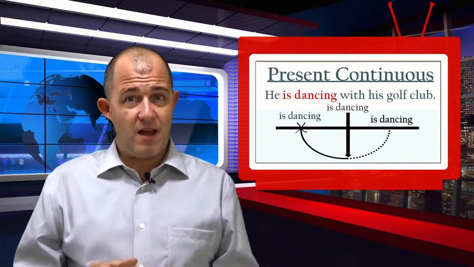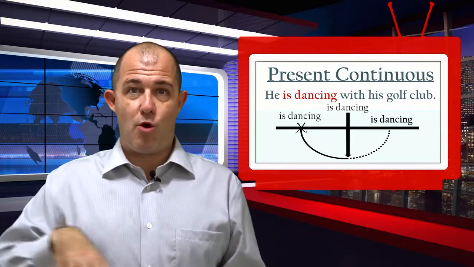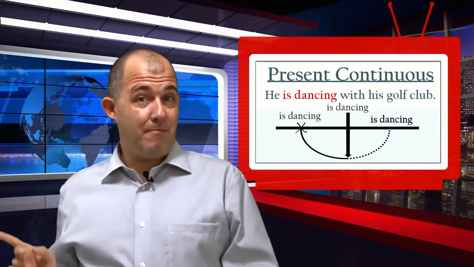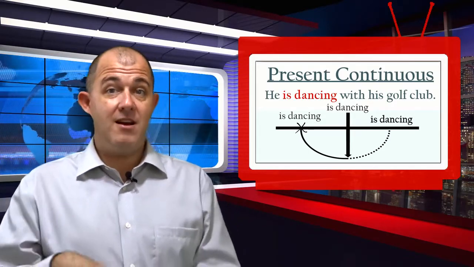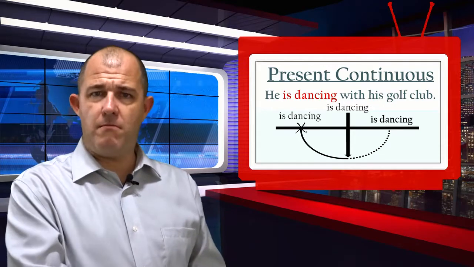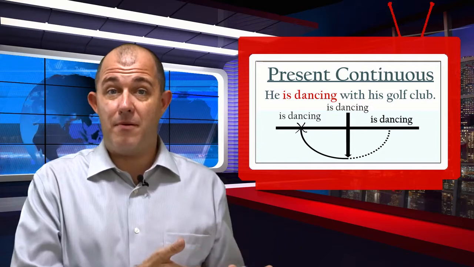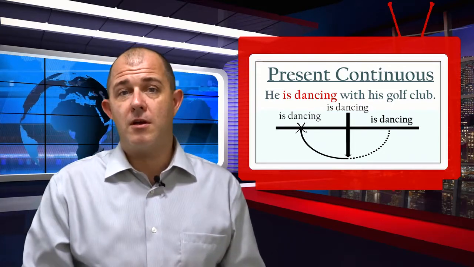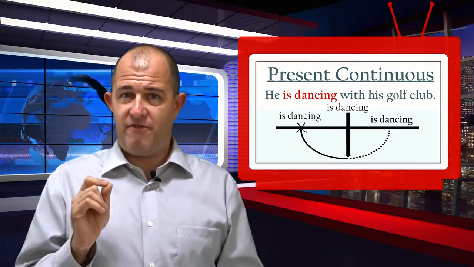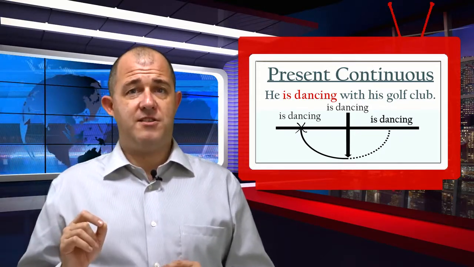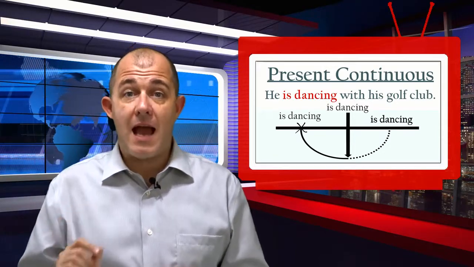The important thing to realize is that this is a physical action in the physical world, and it started in the past, it has continued till now, and it will continue for some time into the future, which means also that it will stop at some time in the future. So this is a temporary action, and this is an important feature of actions that are expressed with the present continuous. They must be temporary actions.